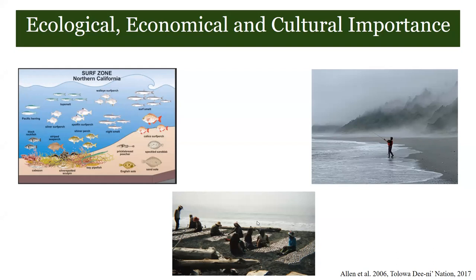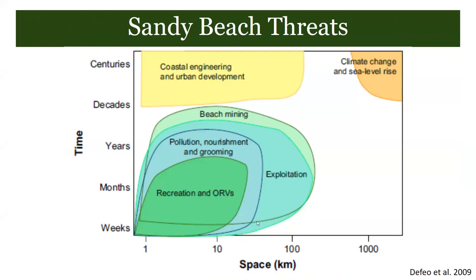Okay. Like all habitats, sandy beaches have multiple threats. This is a nice plot from DeFeo et al. What you're seeing here is the spatial impact on the x-axis in kilometers and time on the y-axis. The idea is that different impacts have different sizes in their impact, right, both in space and time. So for example, a person driving their ORV on the beach has a very small impact, both in space, right, because they can't drive very far, but also in time because the damage that they create is also not very long-lived, right? In a matter of months, the organisms can rebound.